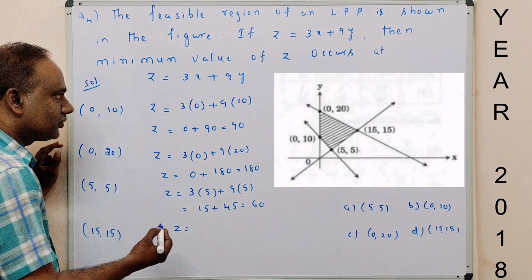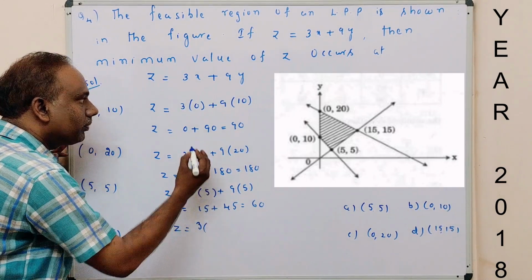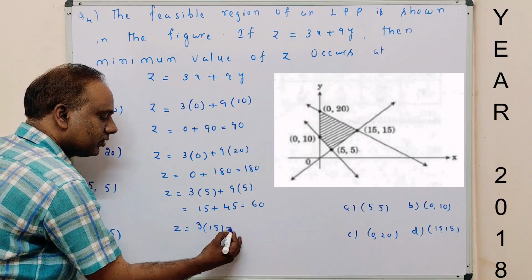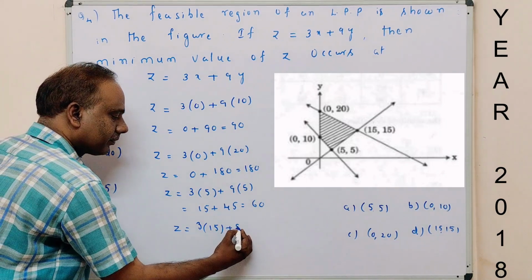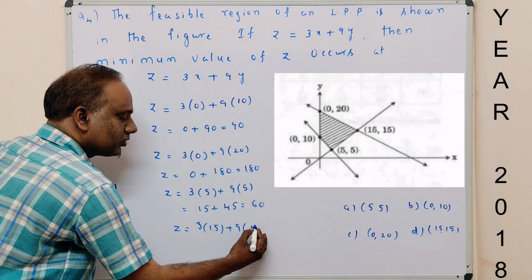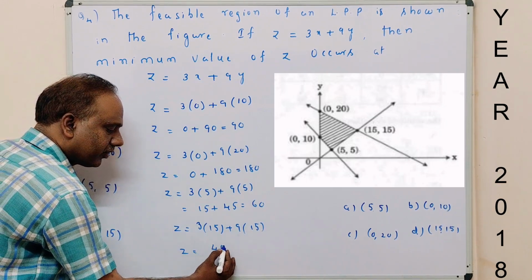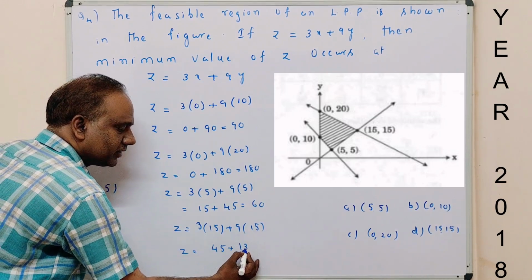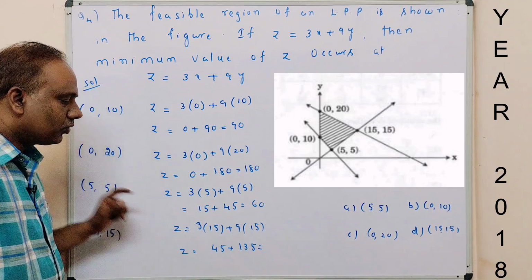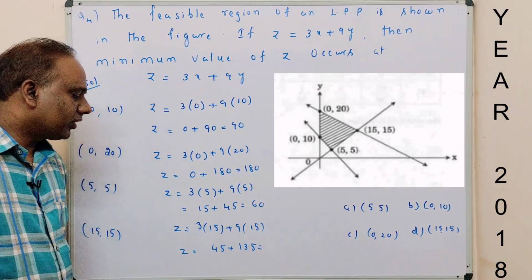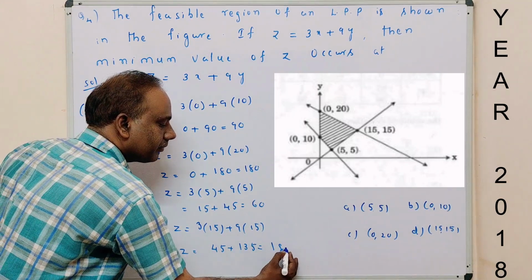At this point, please substitute here. In the place of x you substitute 15, and in the place of y also you substitute 15. So z is equal to 15 times 3 is 45, and 15 times 9 is 135. So 135 plus 45 is 180.